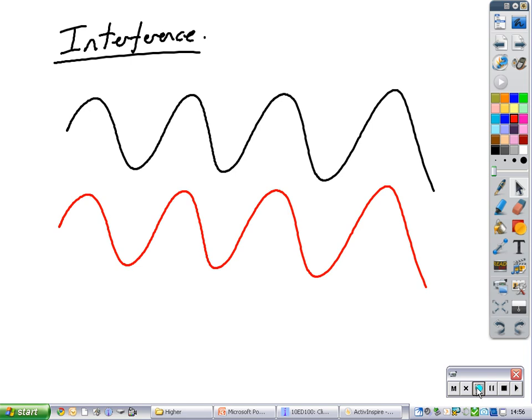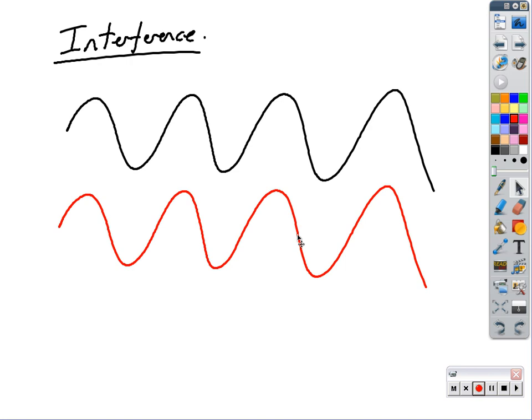Interference can happen from any types of waves, but the type of interference we're going to look at just now can only happen from coherent waves. Now, these are coherent, which means they are both the same. Can we all look at the board? It's important. They're both the same frequency and the same amplitude.